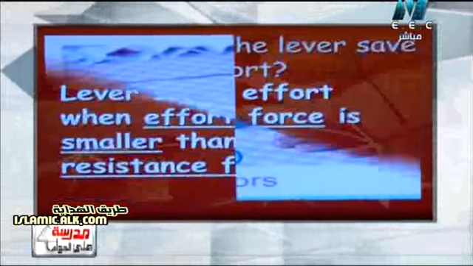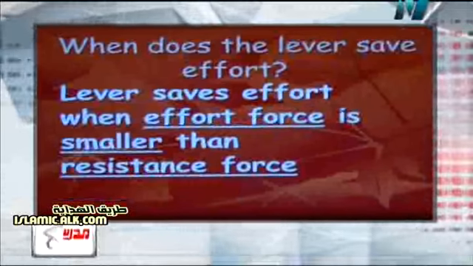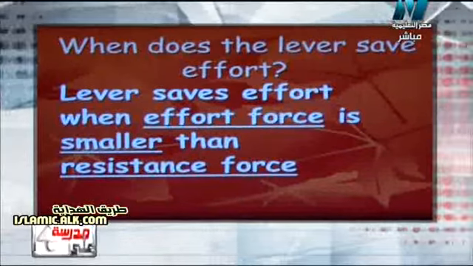So now, when does a lever save effort? If you ask yourself this question, you can say that a lever saves effort when the effort force is smaller than the resistance force. That means that you exert less effort to overcome a high resistance force. So when is the effort force smaller than the resistance force? Let's study the second lesson together, which is lever's law.